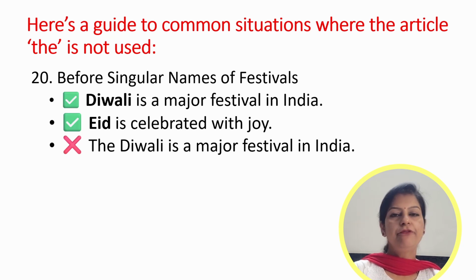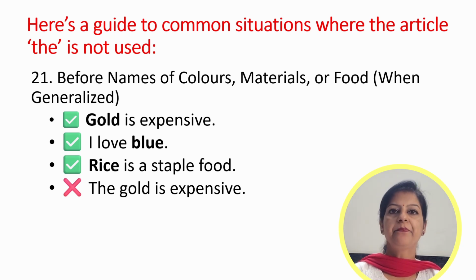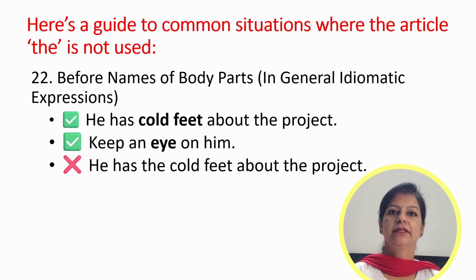Number 20, we don't use the before the name of festivals. Example, Diwali is a major festival in India. The Diwali is a major festival in India is incorrect. Number 21. Don't use the when talking about colors, materials or food in general terms. For example, gold is expensive. It is correct. The gold is expensive is incorrect.